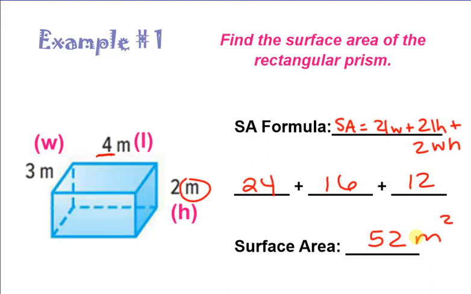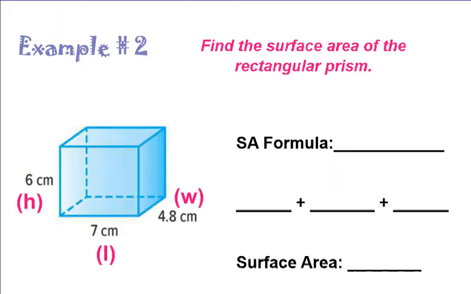Okay? So again, a little bit of a tricky formula, but once you practice a bunch, you'll get it down without a problem. All right, let's try the next one. So we're going to go ahead and start by writing the formula. Surface area equals 2LW plus 2LH plus 2WH.